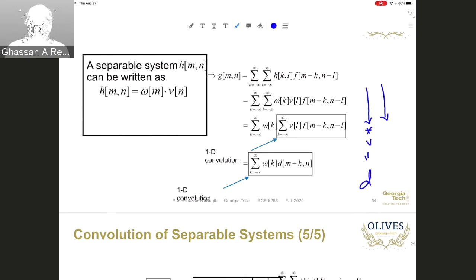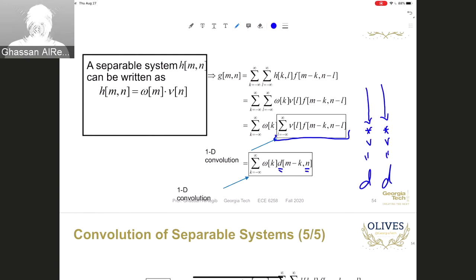Next column in F, convolved with V, will give me the next column in D, and so on. So I want to name the output from this operation, which is taking every single column in F convolved with V, I want to call the output D. So now what do I have? You have D of M minus K and N, right? So now D is nothing but the product of the convolution of every single vector or column in F with V.